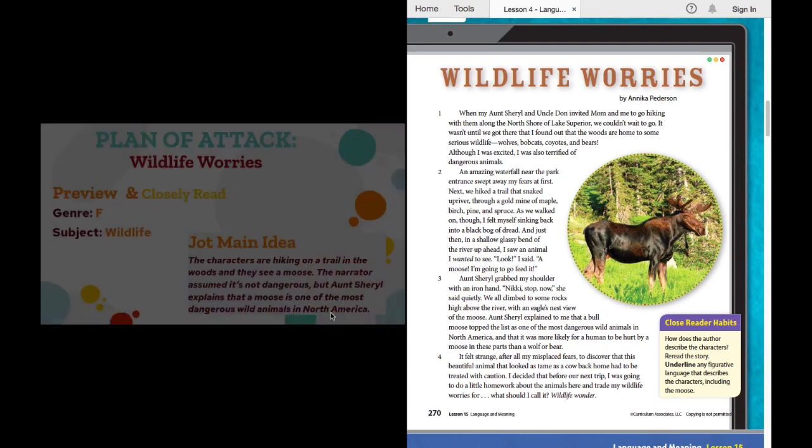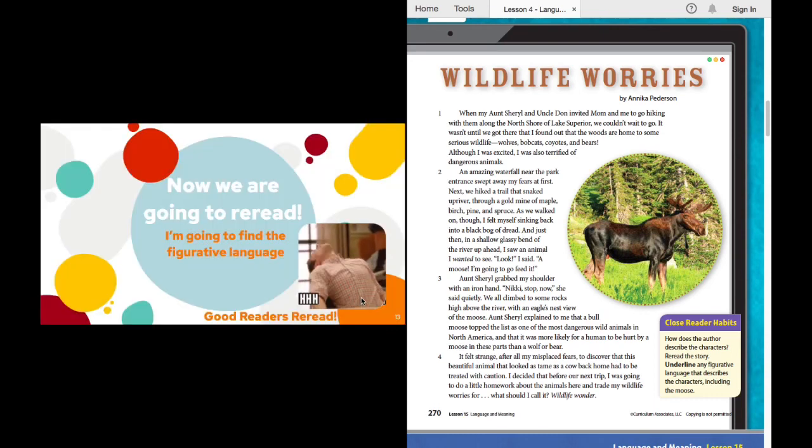Alright, so now we're going to reread, and this is what you might be thinking. Oh, Miss Aldic, are we going to reread? Well, good readers reread, and also we're focusing on figurative language, and I feel like when we first read a text, we're just sort of figuring out what happens according to the literal meaning, right? So what the author literally just said. But now I'm going to reread to find the figurative language and figure out what the author was trying to say through those different figurative language techniques, okay?